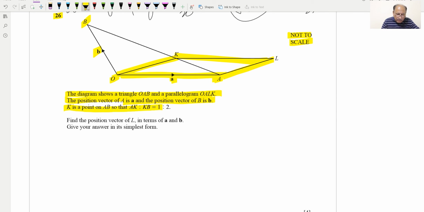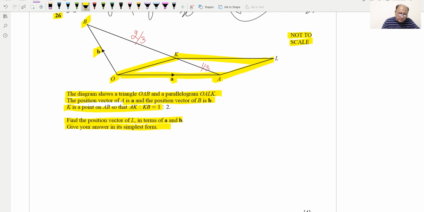K is a point on AB such that the ratio AK to KB is 1:2. So 1:2 means this is one part and this is two parts. So the total is divided into three parts. So we can write here 1/3 and this will be 2/3. Now find the position vector of L in terms of a and b. Give your answer in simplest form.